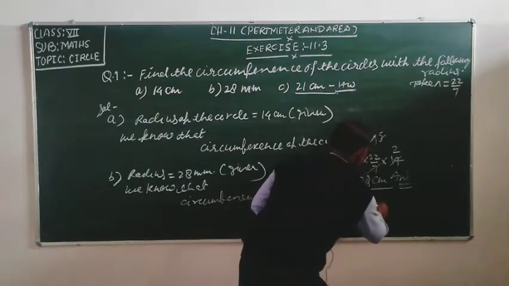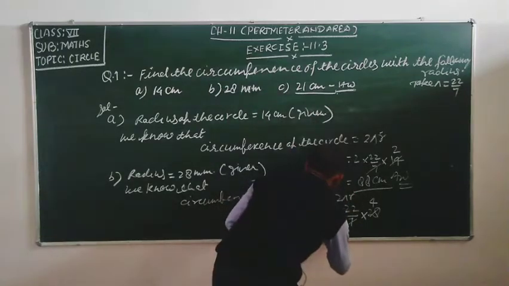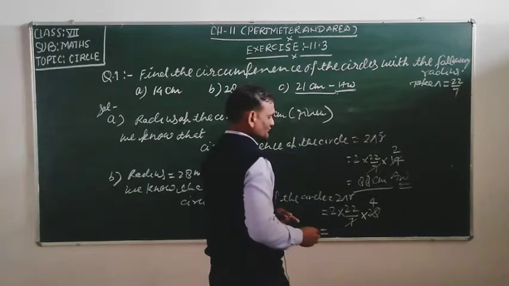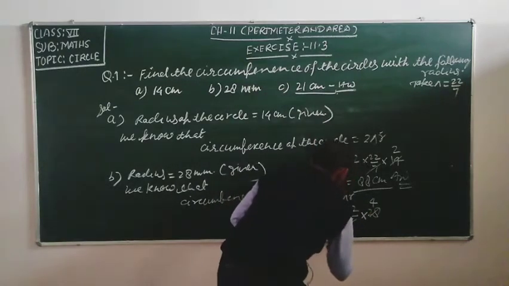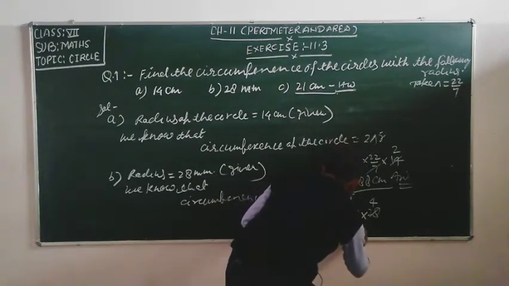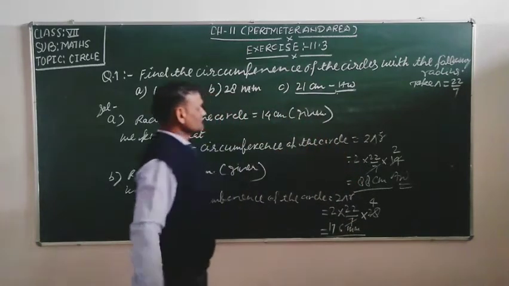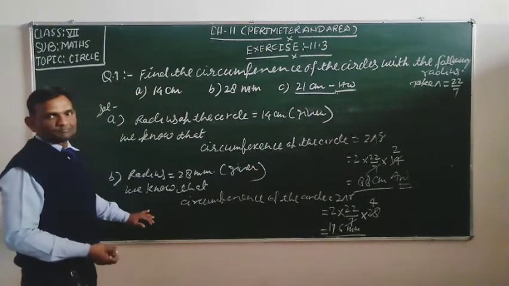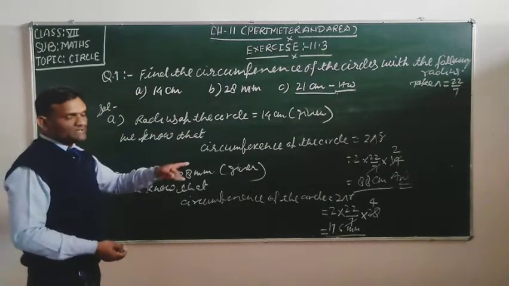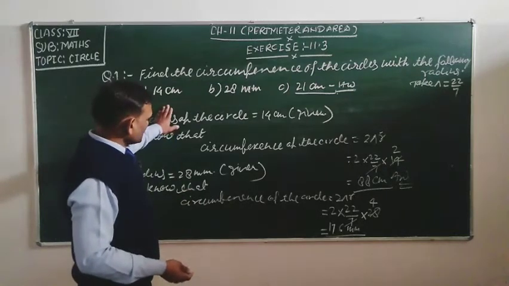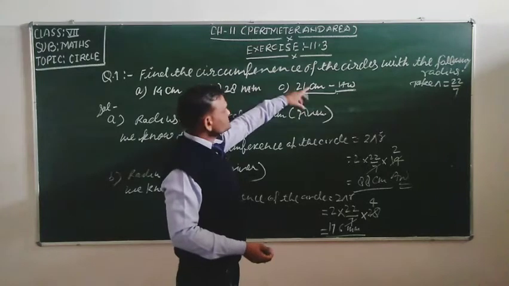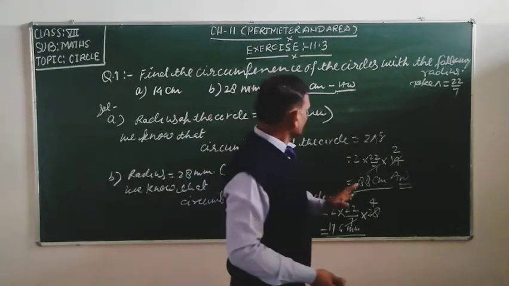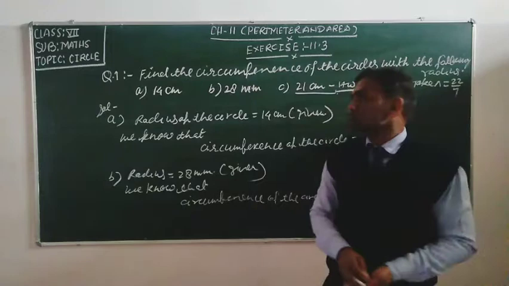7 times 4 is 28. Now multiply all the numbers and get the answer. 22 times 2 is 44, 44 times 4 is 176 millimeter. This is the circumference of the circle. So student, according to these two parts you will solve part number C. It is your homework. I hope student you have understood this question very well.